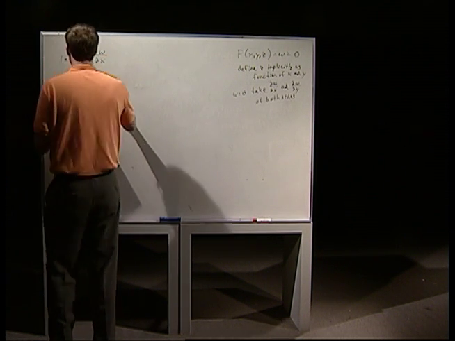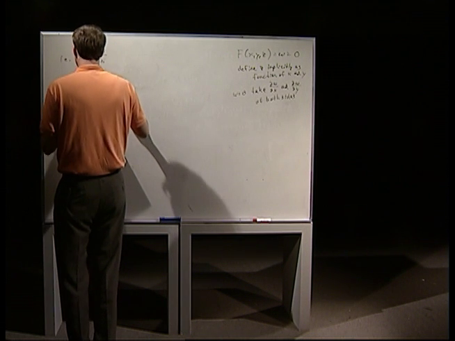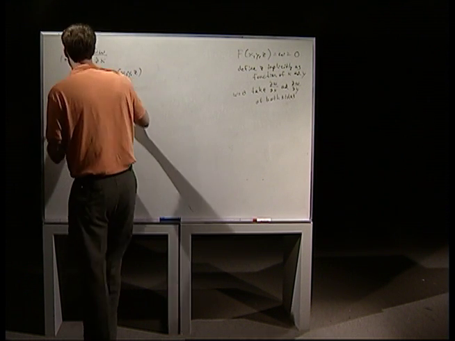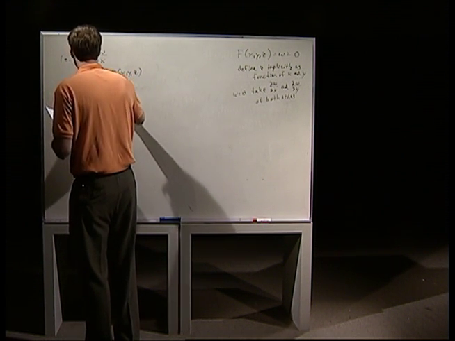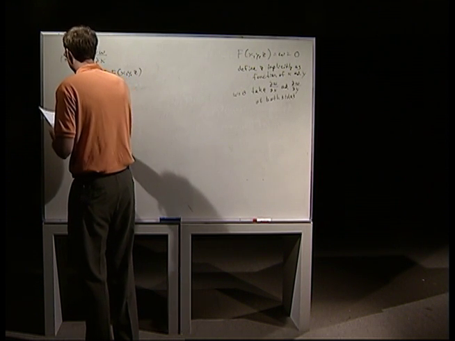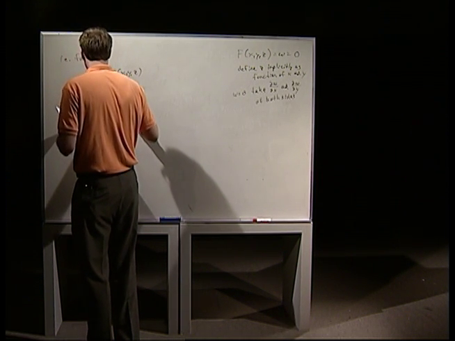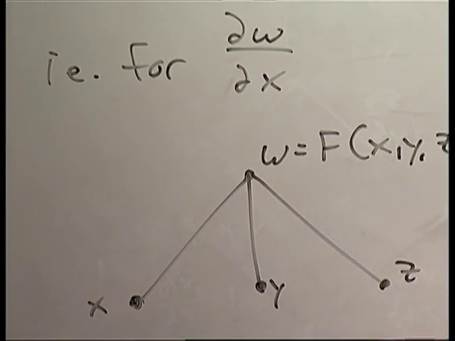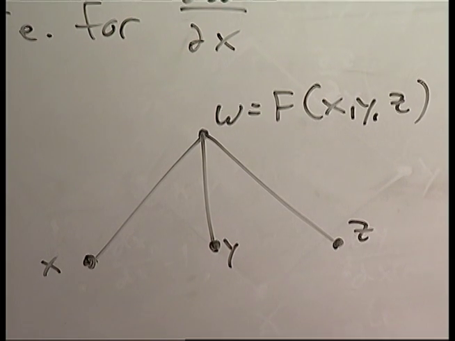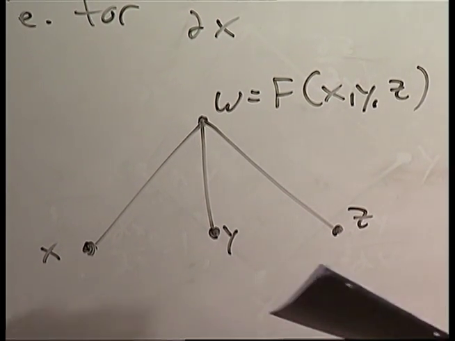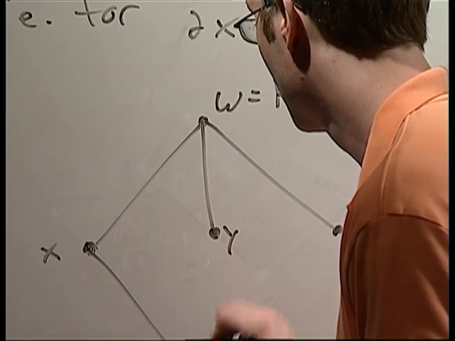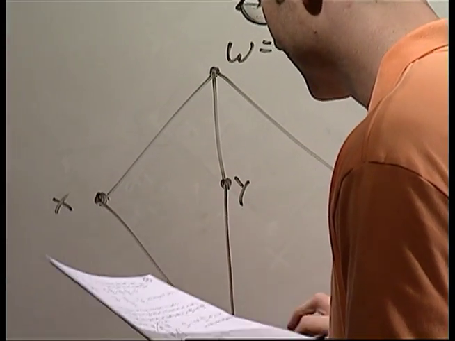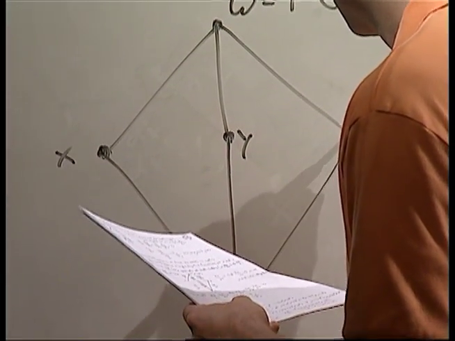Partial w partial x, what have we got here? We've got at the top big W, right? Down below w, there are 3 independent variables, x, y, and z. But we're considering z as a function of x and y, right? So when I come down here, let's see if I can make this connect up, right?